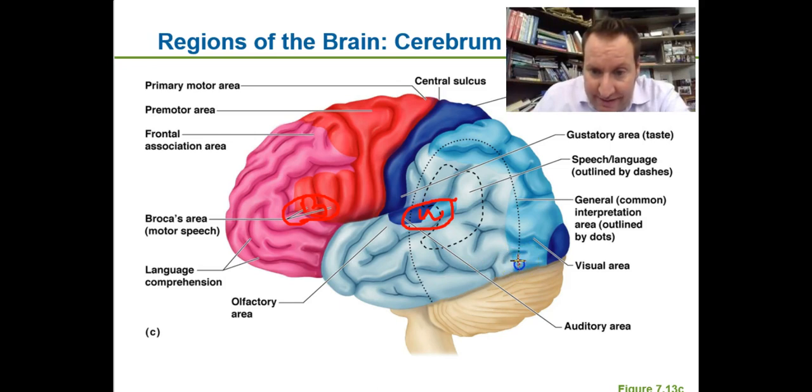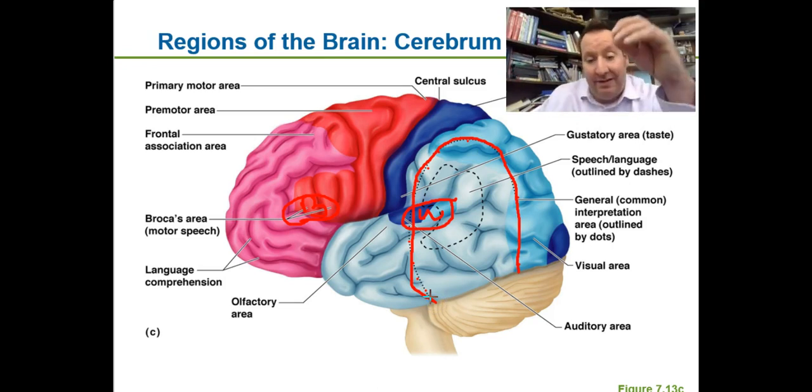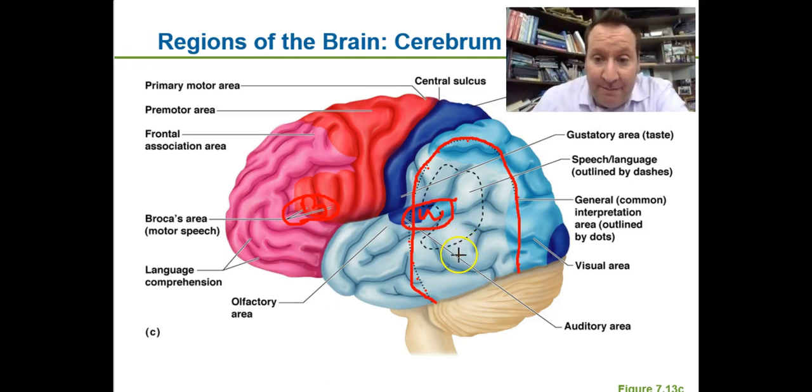Now, this area here that's outlined by these little tiny dots is our general interpretation area. What that means is we have all this sensory information coming in, and we want to put the information that comes into our brain into one concise thought. That's what this general area does in the brain. It's called our general interpretation area. It allows us to take these words or this sensory information coming in and put it into one concise thought so that it can be processed.